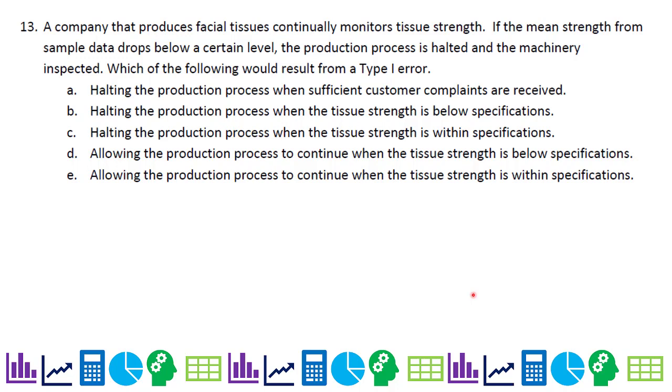Number 13, a company that produces facial tissues continually monitors tissue strength. If the mean strength from the sample data drops below a certain level, the production process is halted and the machinery is inspected. Which of the following would result from a type 1 error?